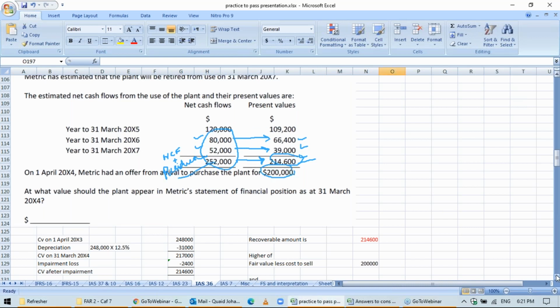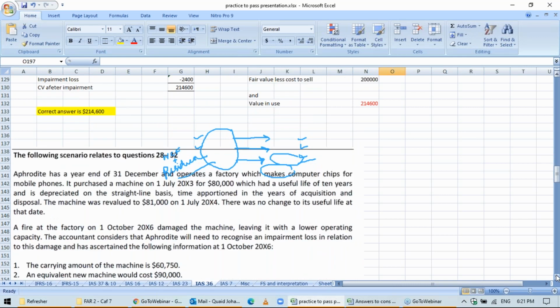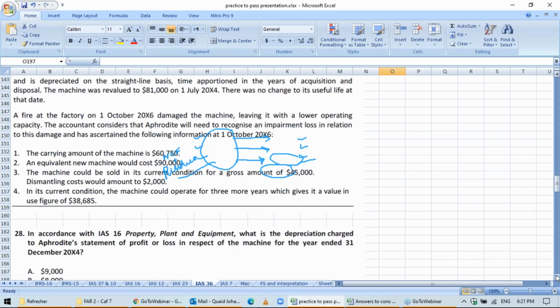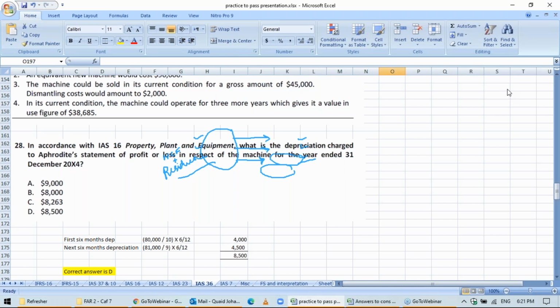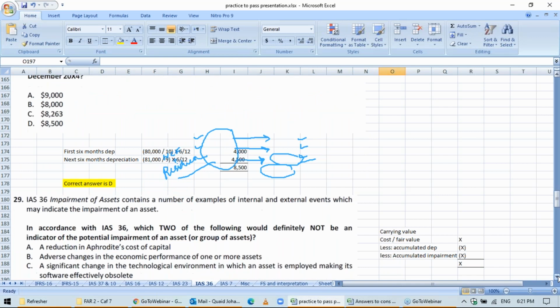We have to do consolidation also today, and in some part of interpretation as well. So let's move on to question 29.